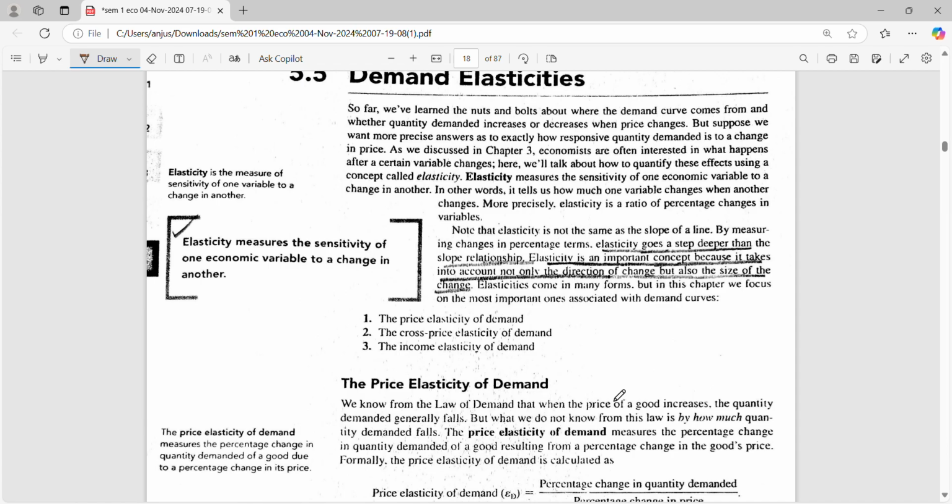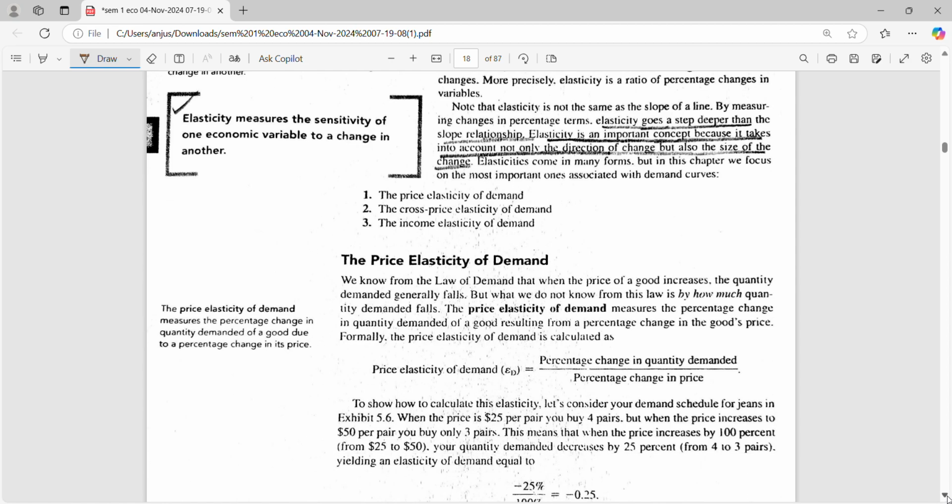Related goods can be substitutes, like that. So let's move to the price elasticity of demand. It measures the percentage change in quantity demanded of a good due to a percentage change in its price. This is calculated in three ways: percentage method or proportionate method, then total outlay or expenditure method, then geometric method.